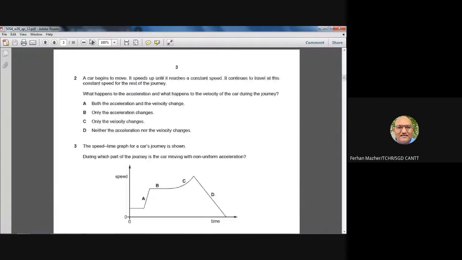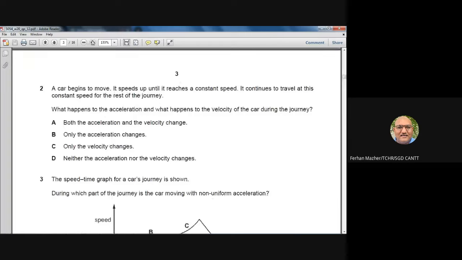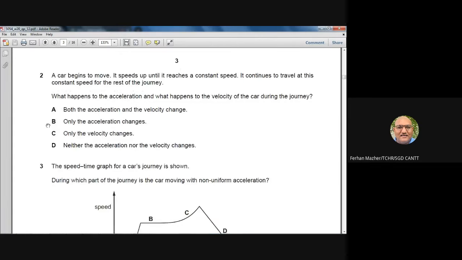Okay, on your screen, we have question number 2. A car begins to move, it speeds up until it reaches a constant speed. It continues to travel at this constant speed for the rest of the journey. Begins to move means that it was at rest and then it has started moving. It speeds up, so its velocity is changing. And ultimately its speed becomes constant.